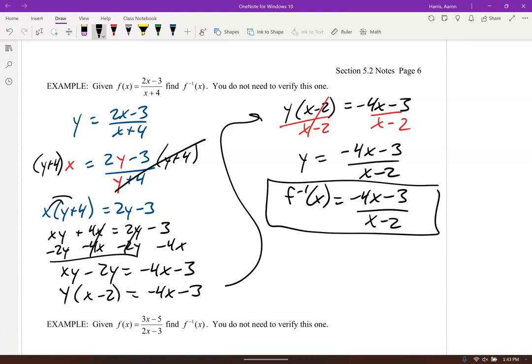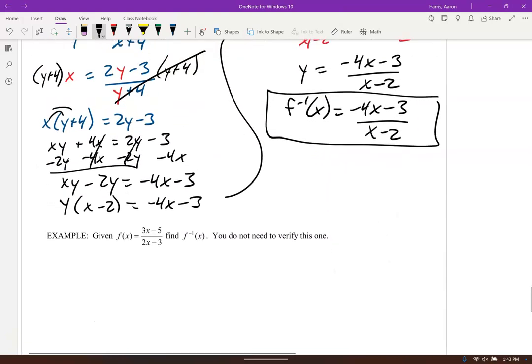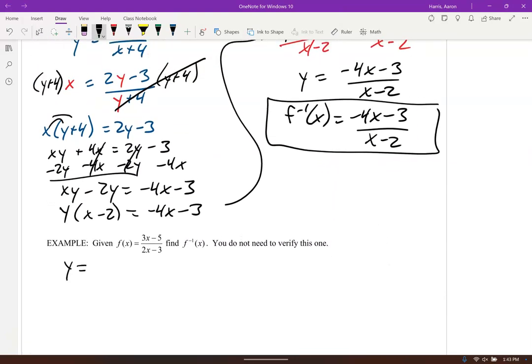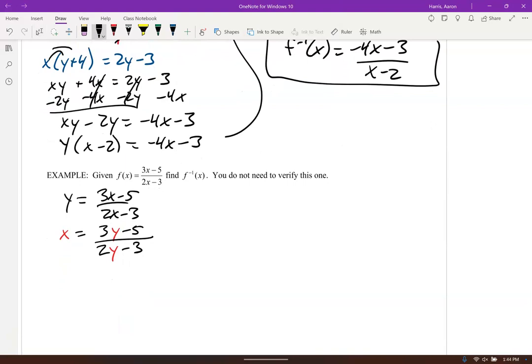Again, we don't need to verify that. Similarly on this last one, let's do this last one like that. So we have y equals 3x minus 5 over 2x minus 3. Switch your x's and y's. And now we'll go ahead and multiply both sides by 2y minus 3. So I have 2xy minus 3x equals 3y minus 5.